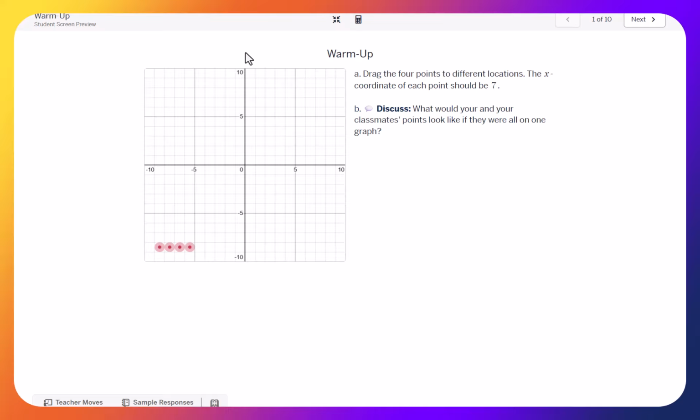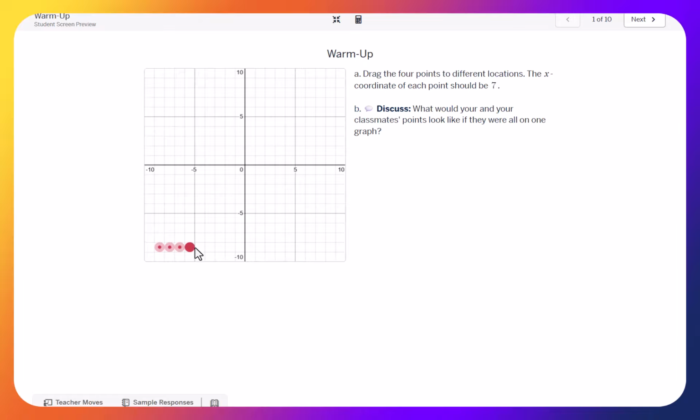Today's lesson will show you how to write equations for vertical lines and horizontal lines. And on slides 1, 2, 3, and 4, we're going to start by thinking about vertical lines. Let's look at the warm-up. In this warm-up, you're asked to drag the 4 points to different locations, but the x-coordinate of each point should be 7. And then we'll talk about what your and your classmates' points would look like if they were all on one graph.